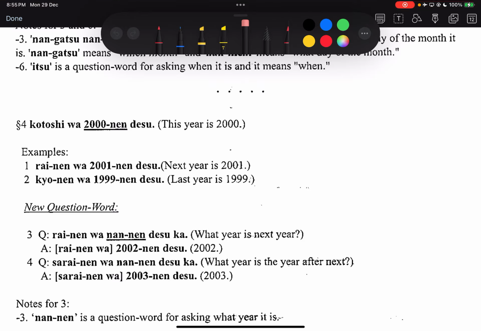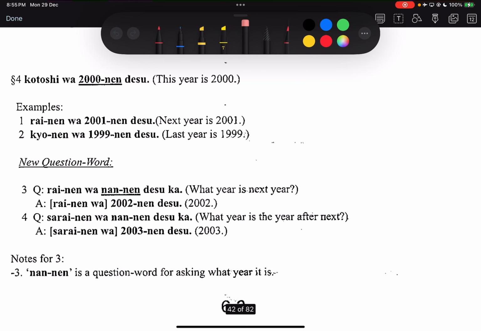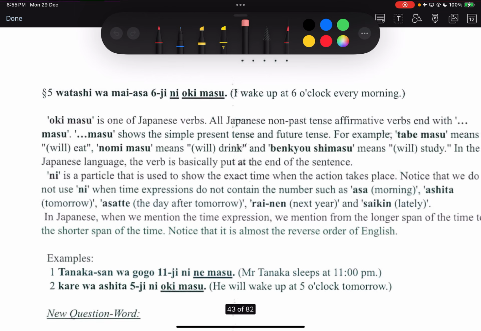Then the question here, number 3. 何年, right, so what year? 何年, what year? Any questions? Straightforward, huh? Let's talk about the next page, number 5.